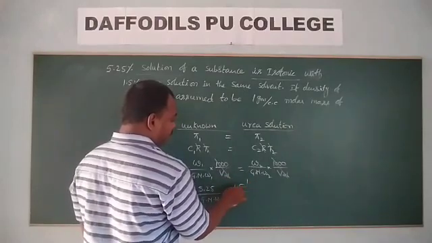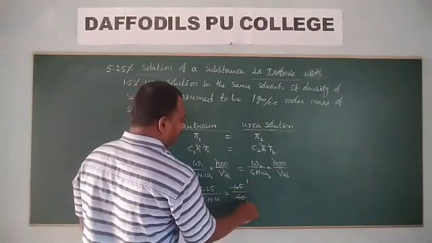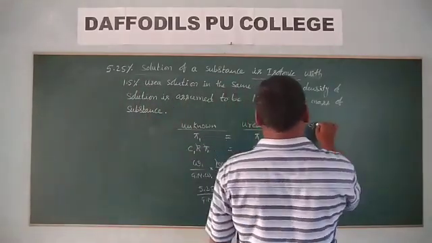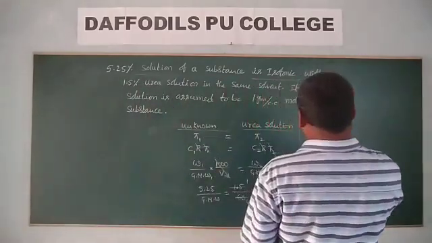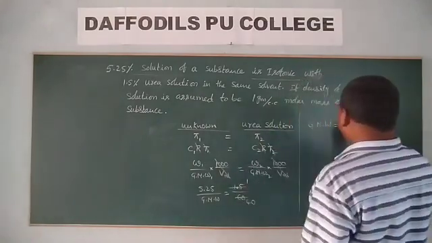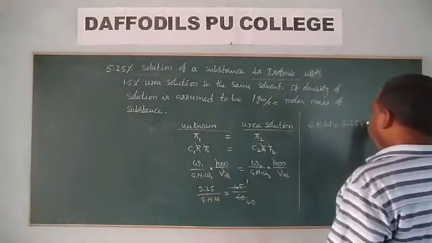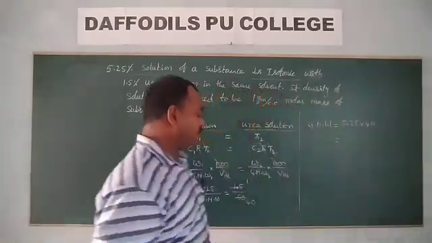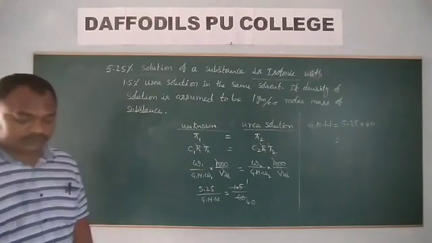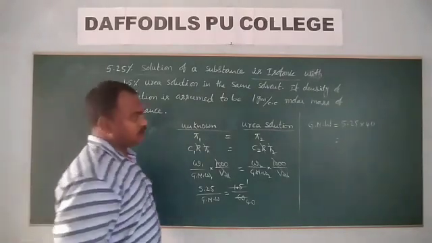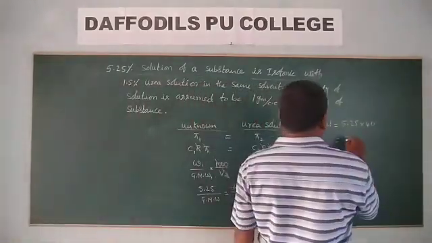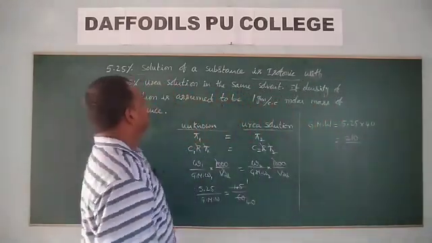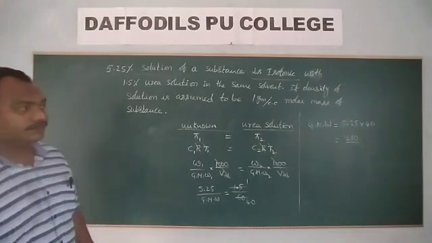15 ones, 15 40s. Gram molecular weight is equal to 5.25 into 40. So multiply that one, we'll get 210. So this is the gram molecular weight of this unknown substance.